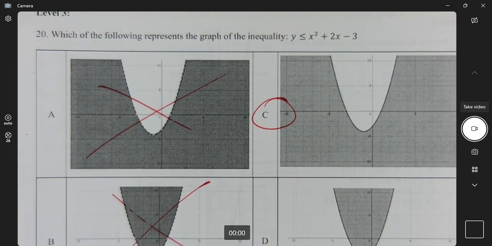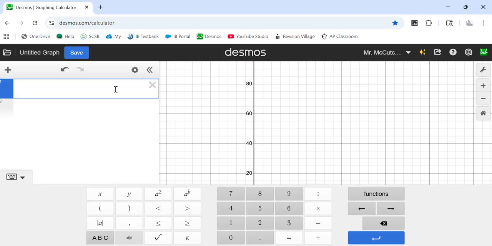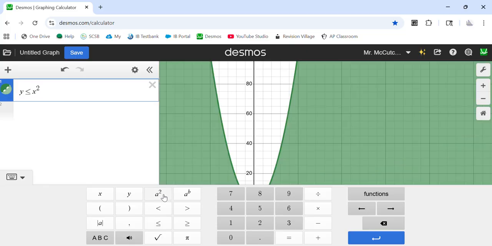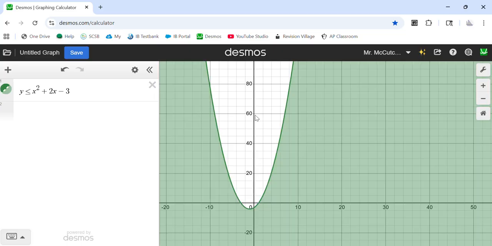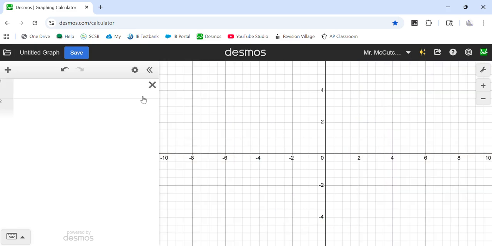But if you weren't sure, you could have gone directly to Desmos and typed it, so I am going to demonstrate that. Let's say you knew absolutely nothing about this stuff. Y and the less than or equal to is here, and then you just say X squared plus 2x minus 3, and there you go. So you could see that it is the same one that we chose. Ta-da.